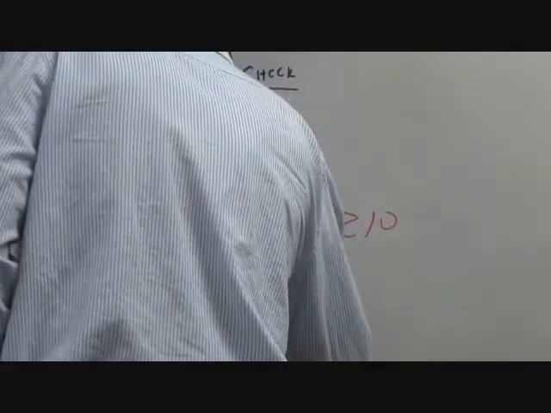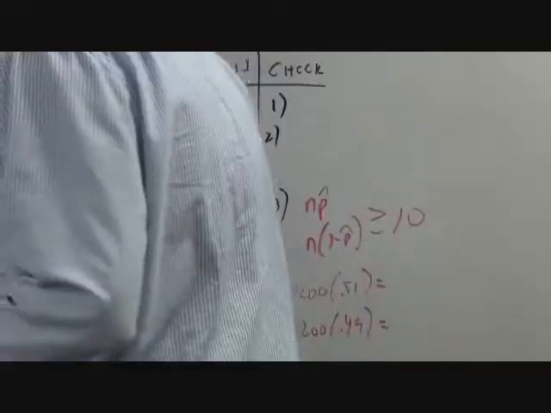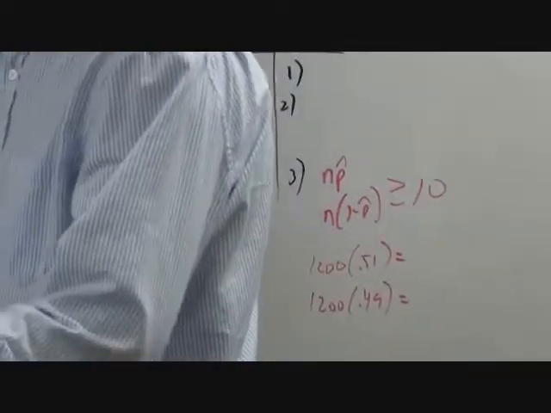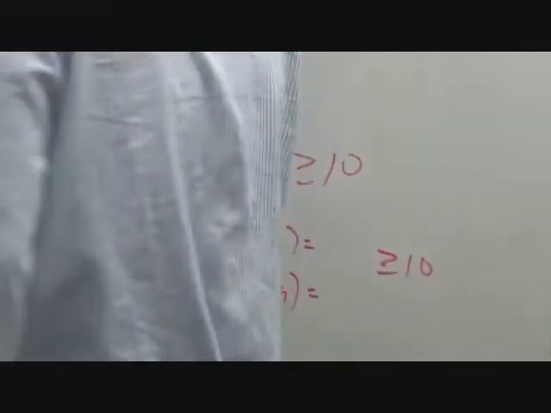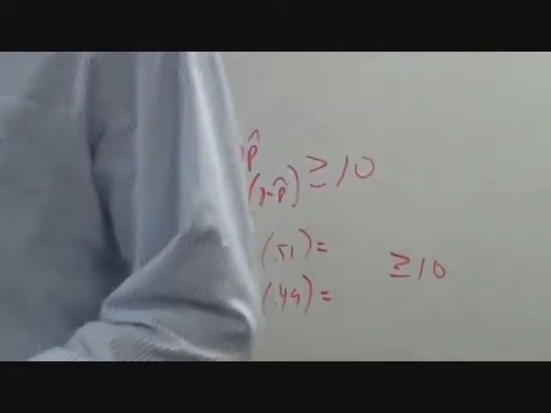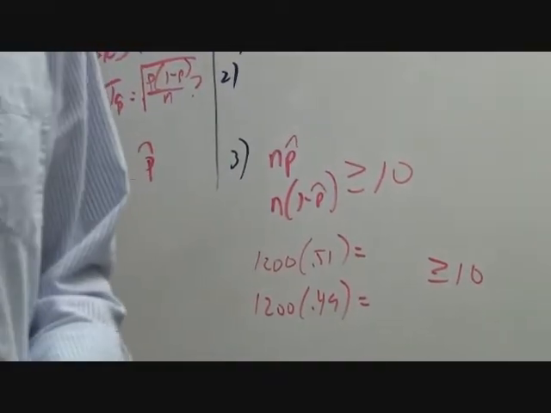So in this problem, what do we have? 1,200 times 0.51, and 1,200 times 0.49. Remember, you have to go figure out those numbers. I think one's going to be a little more than 600, and one's going to be a little less than 600. But they're both greater than or equal to 10, so we're okay. We'll have a normal sampling distribution.